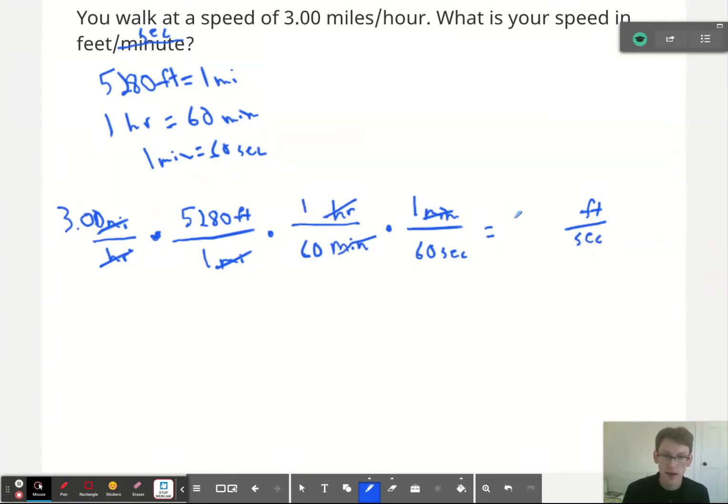Every other unit is canceled. And it comes out to 4.40 feet per second. And so this is essentially dimensional analysis. Anything beyond this is really just variations on the same theme. As I said, this is a super, super useful skill for chemistry throughout this year. You will be coming back to it again and again.